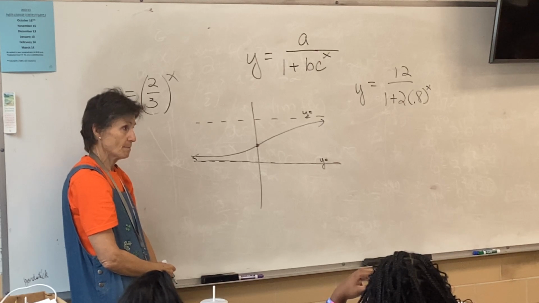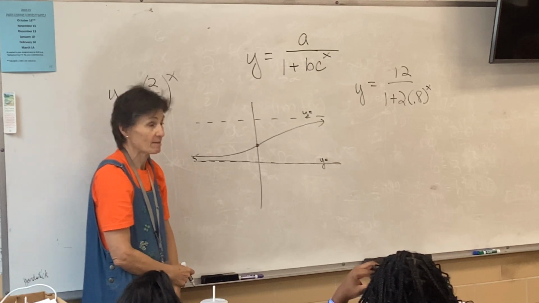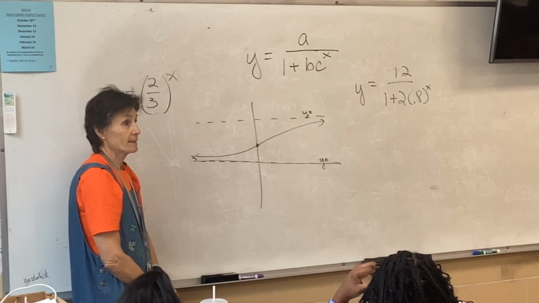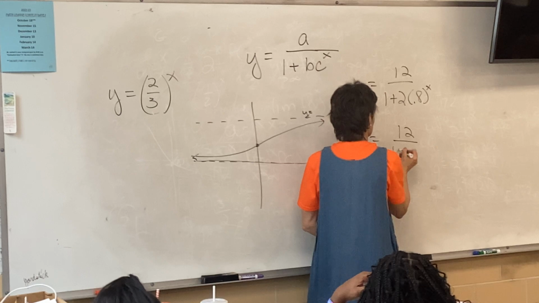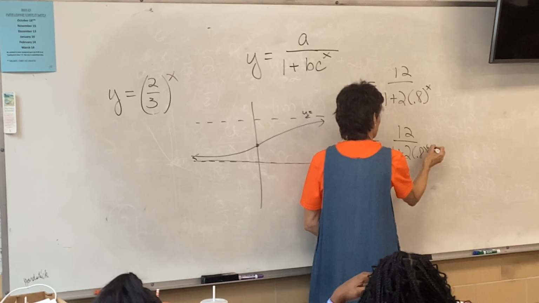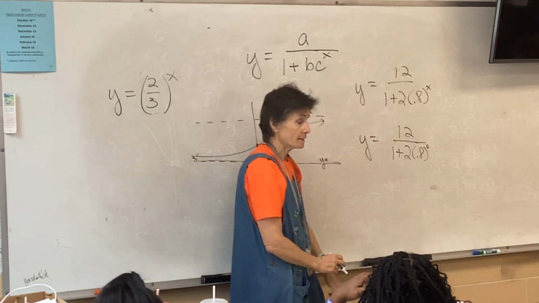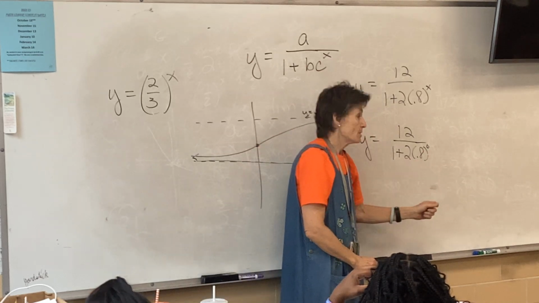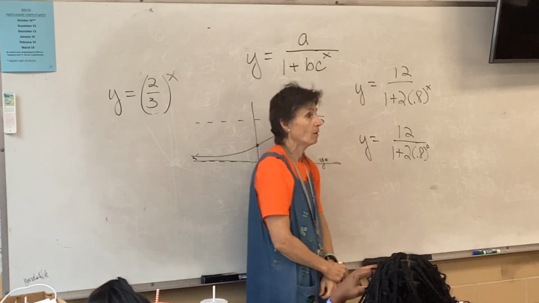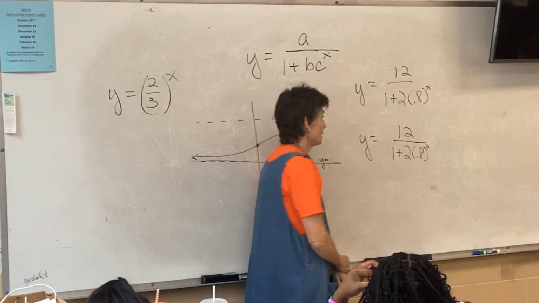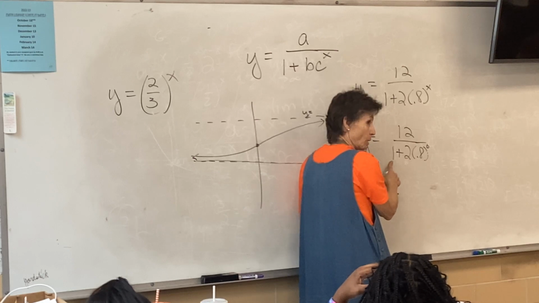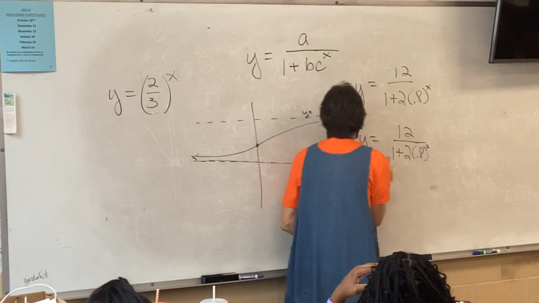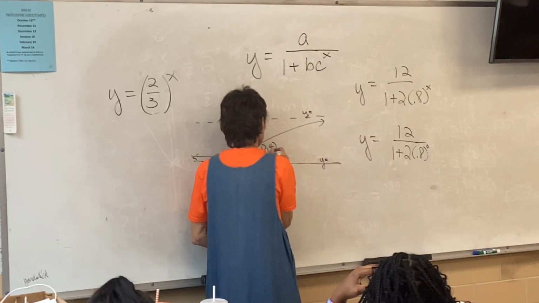Well, the y-intercept is simple. How do you find the y-intercept of anything? No matter what, plug in 0. So if you plug in 0, okay, Eli, I'm plugging in 0 right here. So 0.8 to the 0 is 1, but it's times 2, so 2 plus 1 is 3, 12 divided by 3. So your y-intercept is at 4.